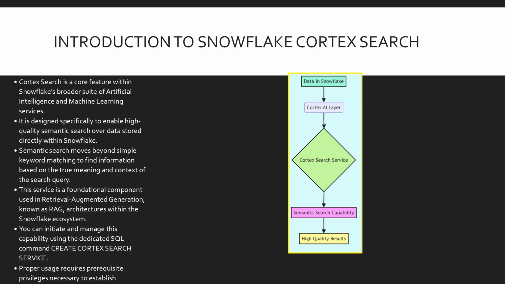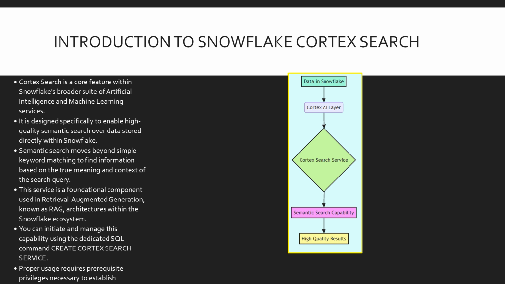To set up and effectively manage this intelligent feature within your cloud environment, you must use the specific dedicated structured query language command, Create Cortex Search Service, which orchestrates the necessary underlying data structures and compute resources. Successfully deploying and utilizing Cortex Search also necessitates meeting certain prerequisites, which include obtaining the correct and sufficient privileges required to create and configure the necessary supporting database objects, such as databases, schemas, and virtual warehouse objects dedicated to the seamless execution of these sophisticated AI features.